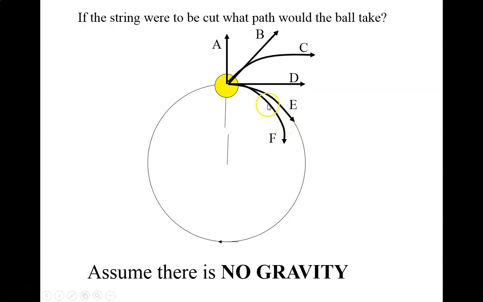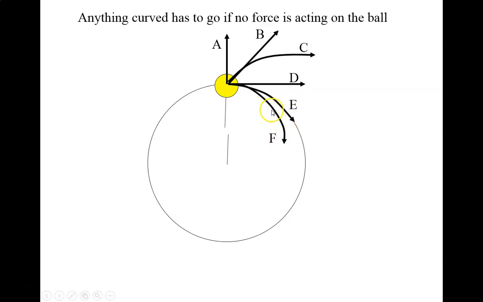So again, there's no gravity here, so ignore that. First off, when the string is cut, there's not going to be any forces acting on the ball, which means I can eliminate any path that is shaped how? I can eliminate any path that is curved.